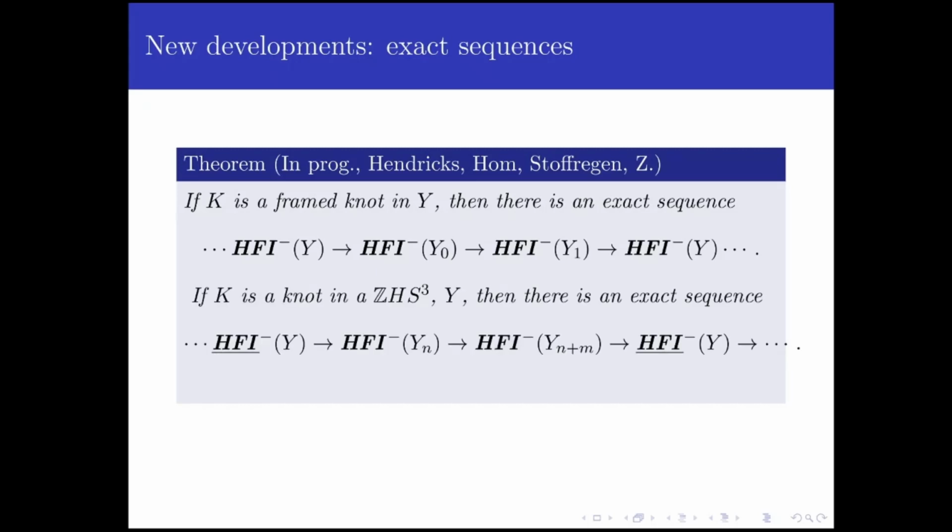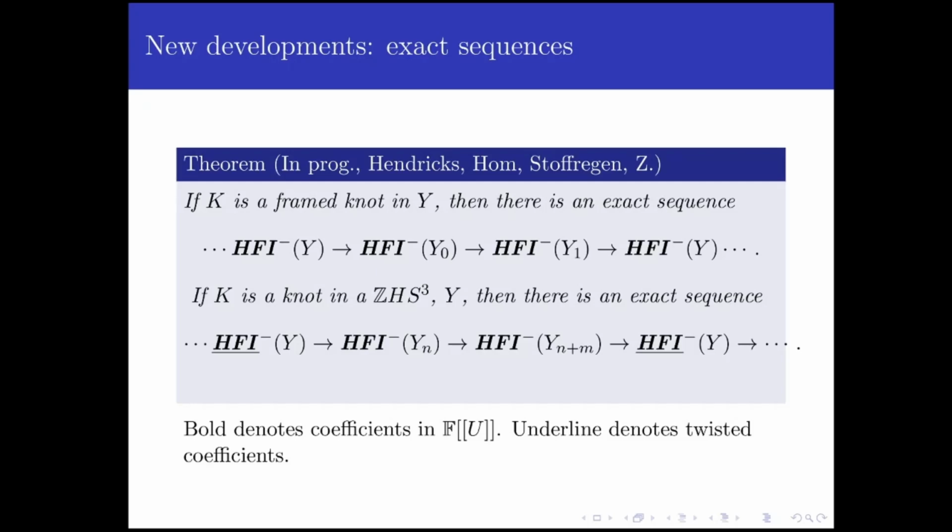But if you have a knot in an integer homology 3-sphere, then there's a canonical Seifert framing. So we also proved that in this situation, where it's a null-homologous knot, there's an exact sequence relating the n surgery, the n plus m surgery, and a twisted version of HFI minus of Y. Some comments clarifying what these terms mean: the bolded coefficients denote coefficients in the power series ring, which is necessary since we're working with the minus version, and the underline denotes twisted coefficients.